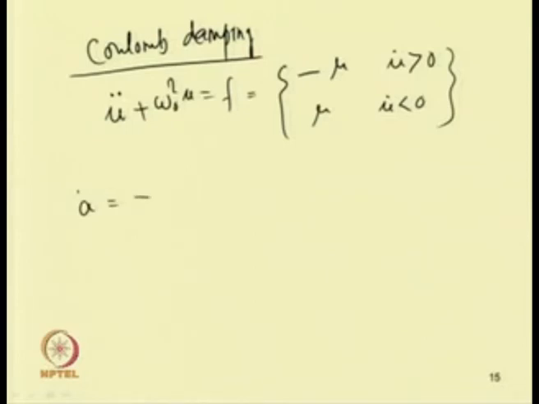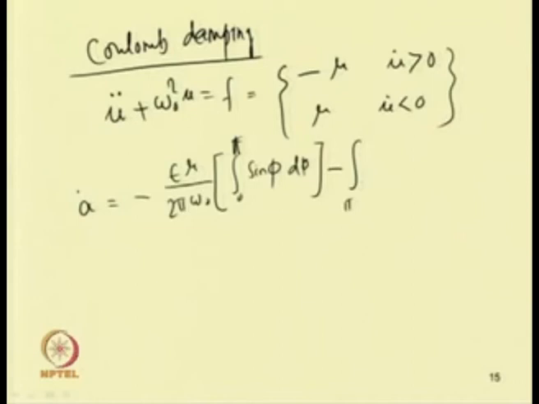We can write a dot equal to minus epsilon mu by 2 pi omega 0 integral 0 to 2 pi sin phi, and this term is constant, so we can write minus mu d phi. This whole cycle 0 to 2 pi we can divide into two parts: one from 0 to pi, and then pi to 2 pi, of sin phi d phi. So, this integration comes to be 2 epsilon mu by pi omega 0.